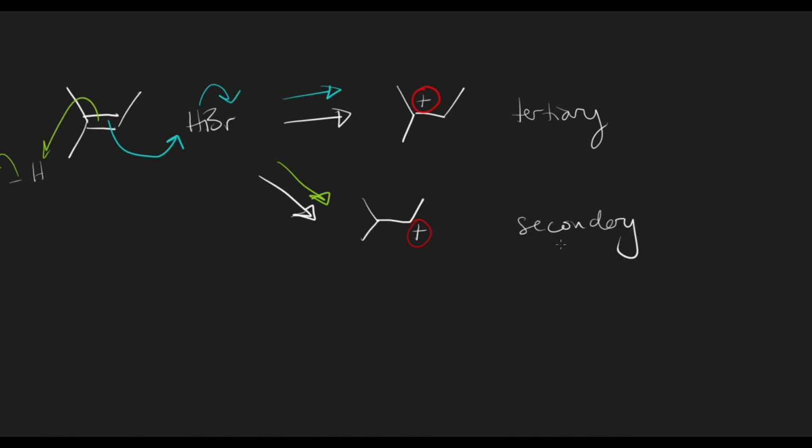So remember, tertiary and secondary just relate to the number of carbon atoms that are bonded to the charged carbon. And we know that tertiary is preferred over secondary, and therefore we know that the top one will be the major product, and the bottom one will be the minor product. And so if I complete these, I'll end up with two products.